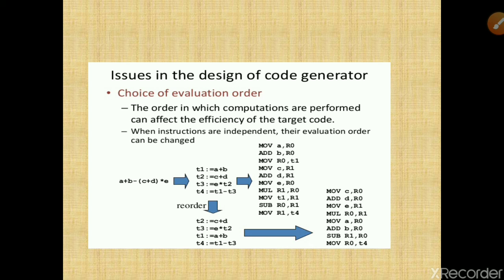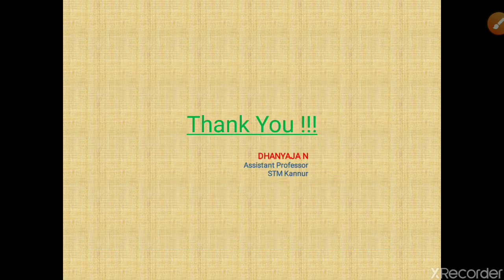Whenever instructions are independent, their evaluation order can be changed, but for dependent instructions we have to consider priority and associativity. So evaluation order is also very important while doing code generation. These are the main issues in the case of a code generator. So that is all about code generation and the issues in code generation. Thank you.